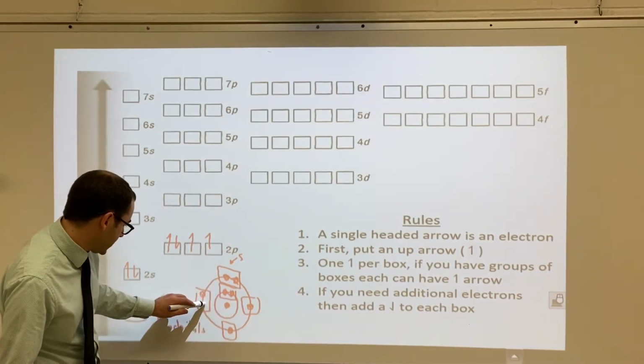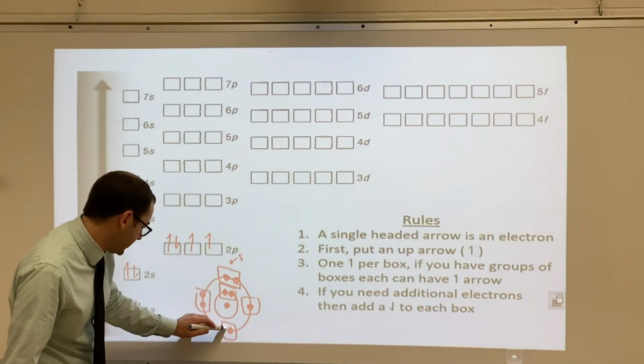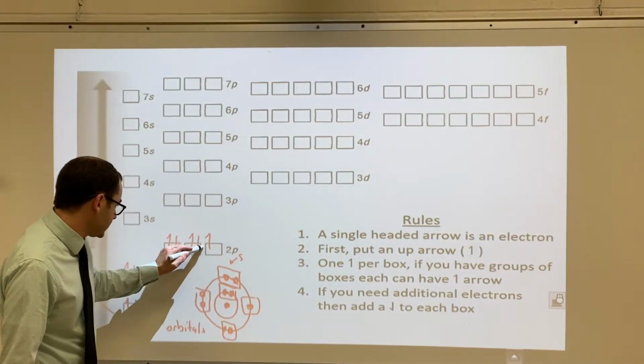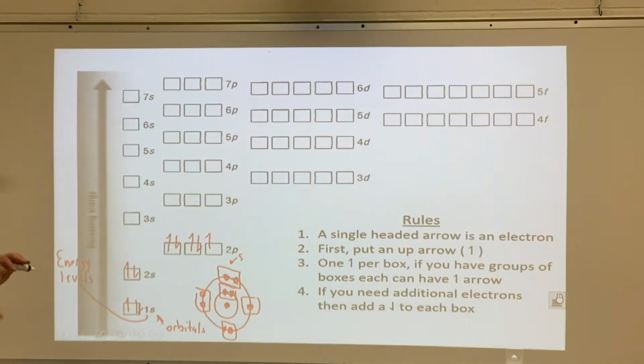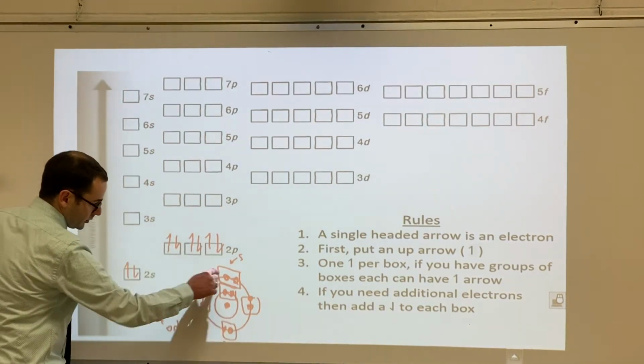Oh, I forgot to put a dot there. There we go. 1, 2, 3, 4, 5, 6. All right, so fluorine is going to have our 7. Fluorine's going to have 7 there. And then last but not least, we have neon, right? And then neon would have 8 here.